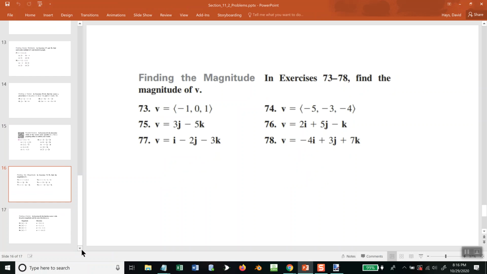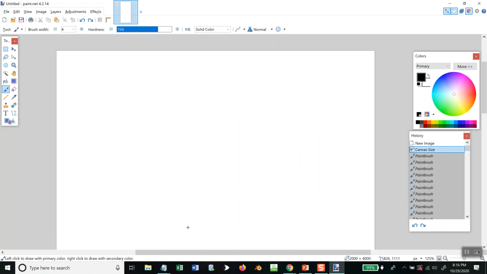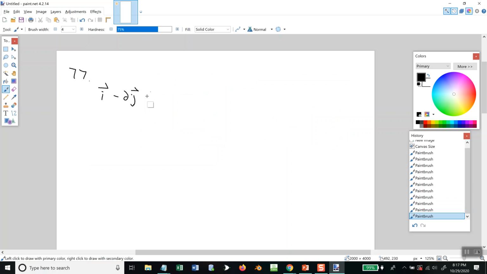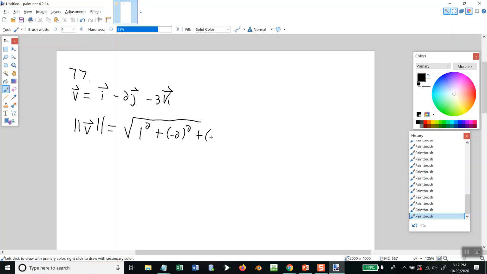Find the magnitude. Again, these would be good ones. 73 looks too easy. Let's leave 77. I minus 2j minus 3k. So our magnitude, or our length of it, is going to be the square root, and you take each number in front of the i, j, and k and square it. So 1 squared, negative 2 squared, and negative 3 squared, and add them together. So 1 plus 4 plus 9, square root of 14.